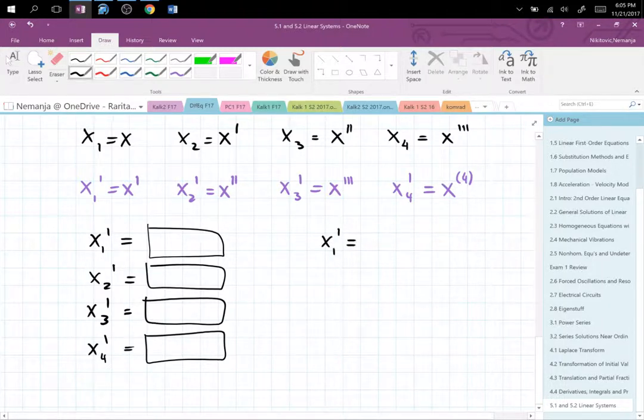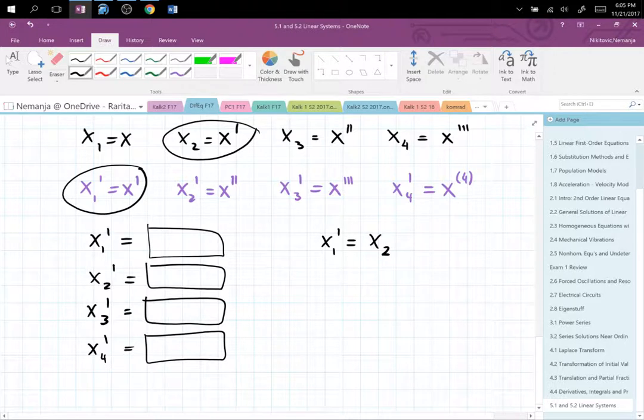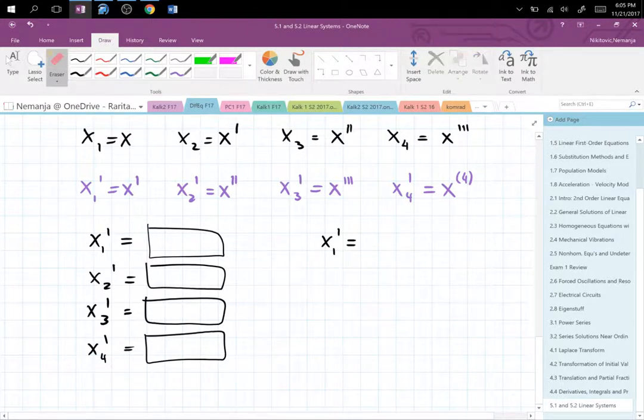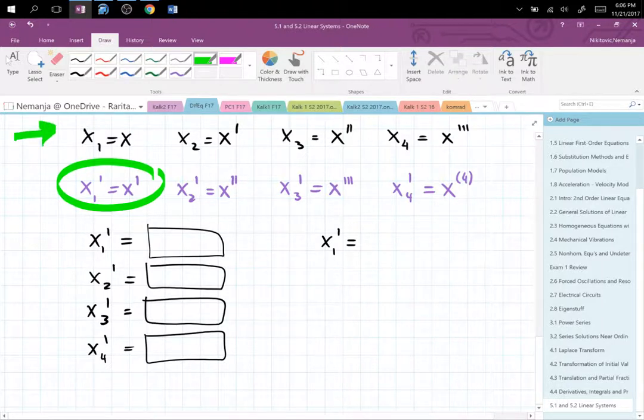So x1 prime, I look for x1. x1 prime is x prime, but x prime is x2. Great. Do we all see the way I thought about it? So I need x1 prime. I go and I find where my x1 prime is, which is here. Now x1 prime is equal to x prime. I'm not allowed to use x prime, but there has to be an equation in the first row that tells me what x prime is in terms of x1, 2, 3, 4. And that's this one. So I was able to determine that x1 prime is equal to x2.